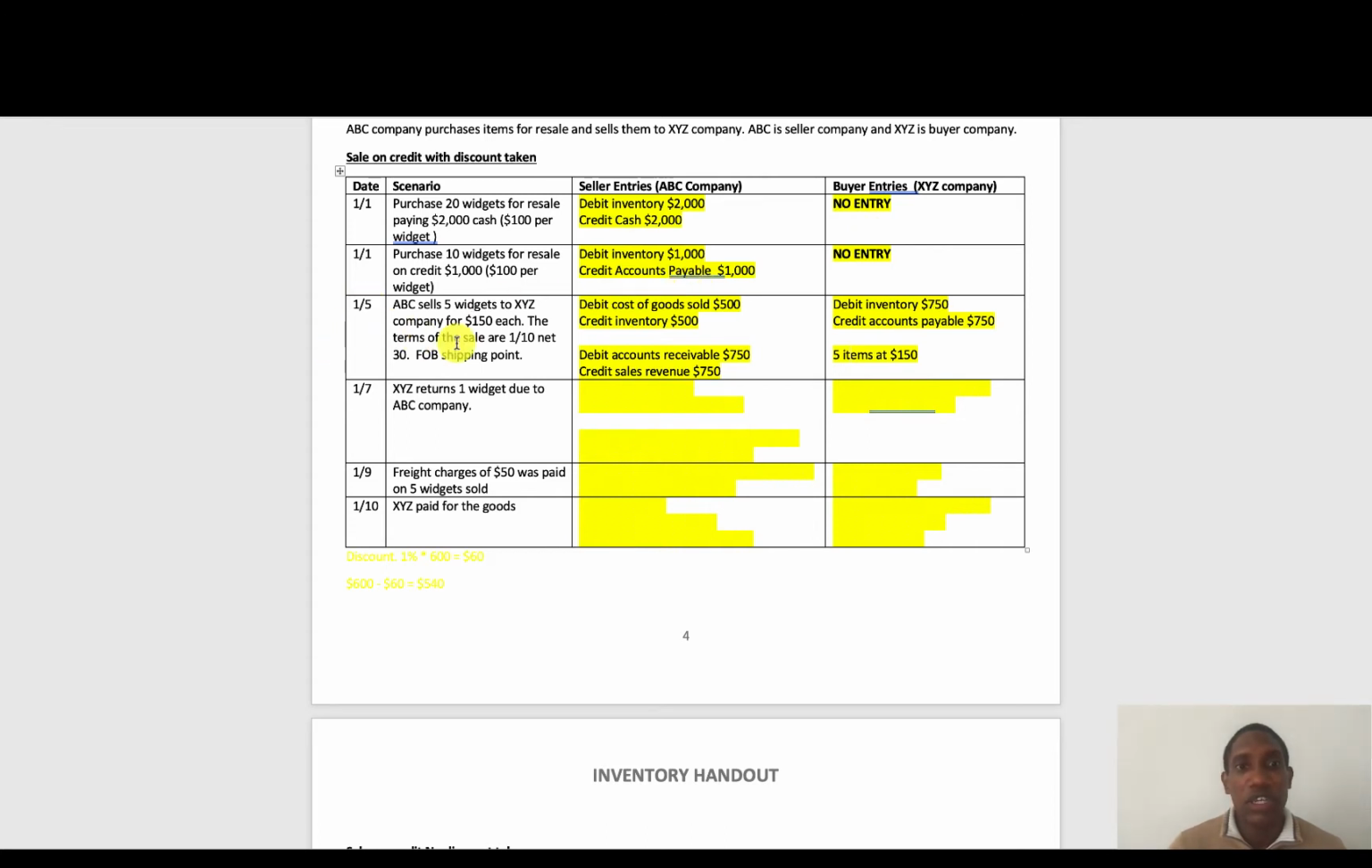On the fifth, ABC sold 5 widgets to XYZ. It cost ABC $500 for those 5 widgets. They sold them for 150 each, so the selling price for those 5 widgets was $750. So XYZ now has $750 in inventory in its account, and they owe ABC $750, right?